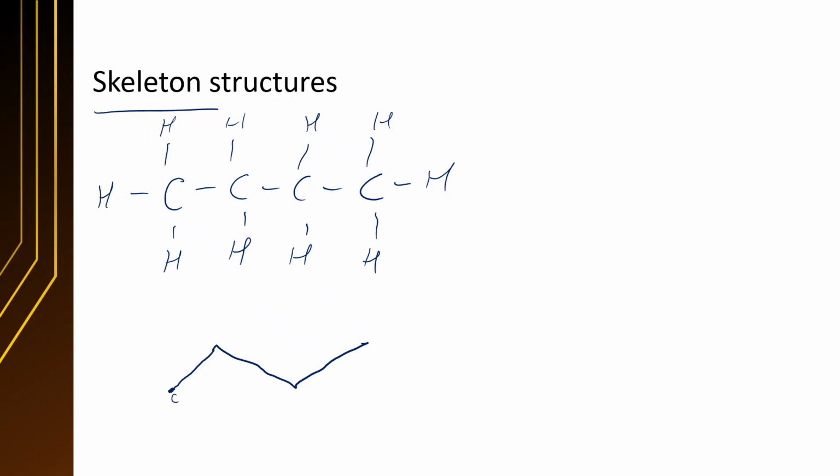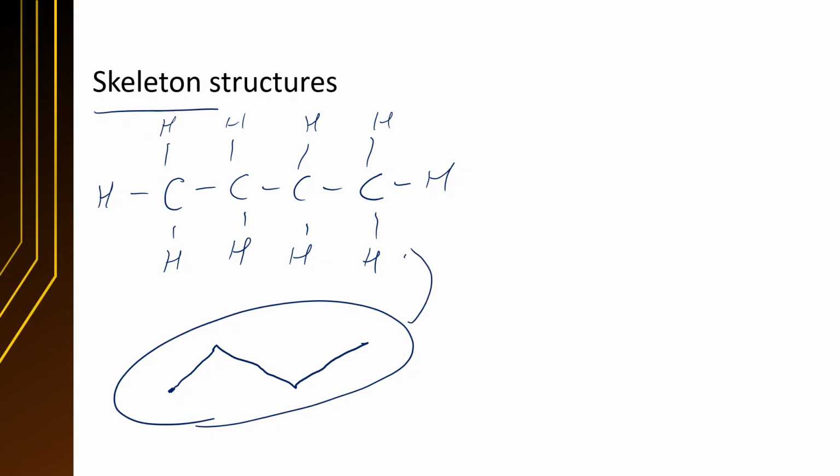Every time you have a bend in the line or an intersection, that's a carbon. And the end of a line is a carbon. And then we know that carbon can form 4 bonds, so you'd have to fill in the additional hydrogens to get up to 4. And with enough practice, organic chemists can just kind of do this in their heads. But this is the skeletal structure, and that's all they have to draw to mean the same thing as this.